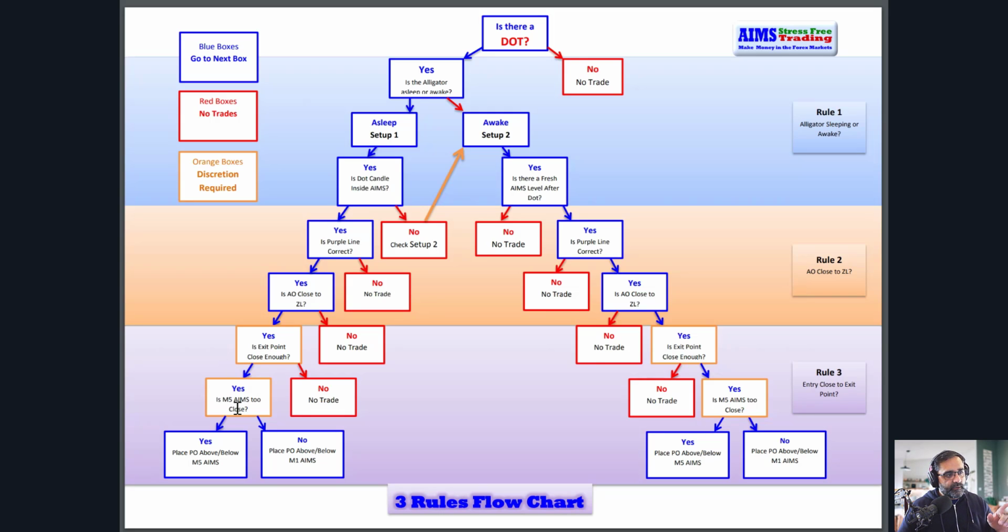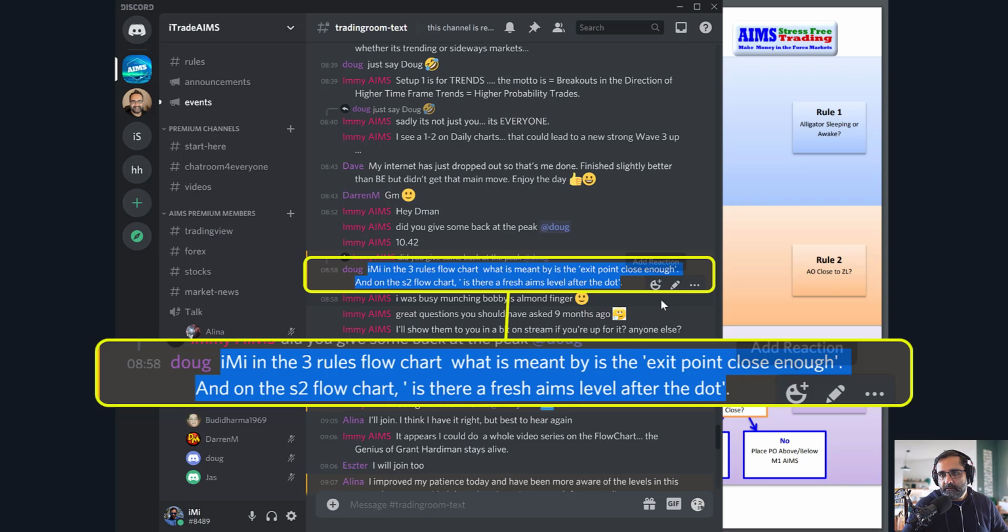And then the next one is M5 AIMS too close? So that one needs explaining as well. I need to find that question which Doug put earlier in the chat room. In the 3 rules flowchart, what is meant by is the exit point close enough? And on the S2 flowchart, is there a fresh AIMS level after the dot? Okay, so these are 2 questions that I'm going to talk about.